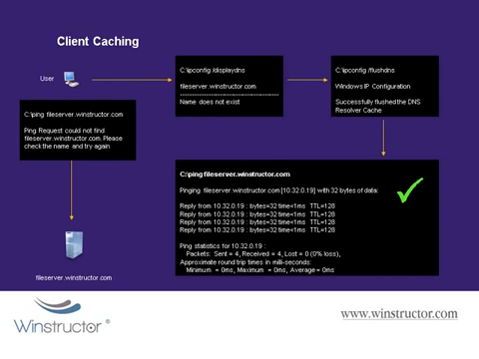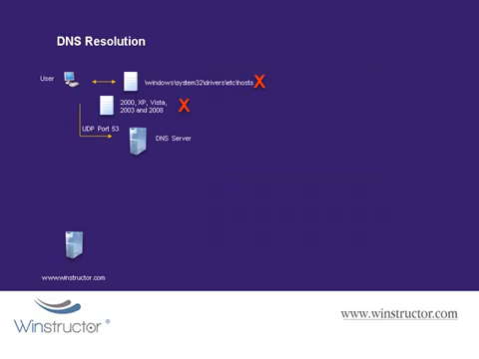A final note here though: when you clear the DNS cache on your client using the ipconfig /flushdns command, if you run the ipconfig /displaydns command immediately afterwards, you'll notice that there are still some entries listed, and these entries are whatever entries are in your host file.